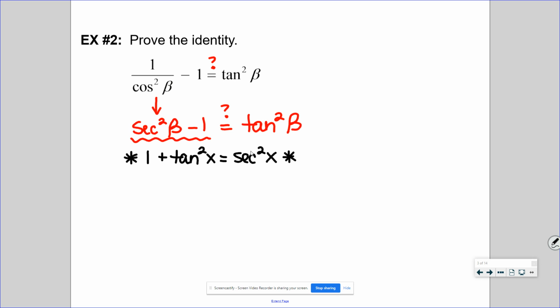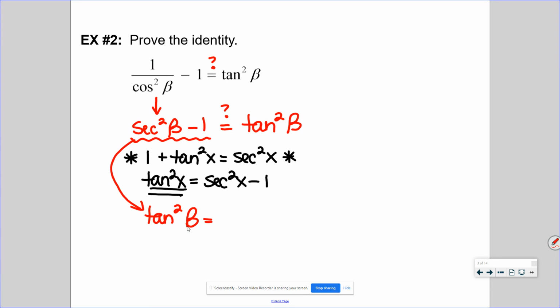But remember, we can rearrange and move things around. So I could put the 1 on the other side by subtracting it over. And if I do that, that means secant squared minus 1, which is what we have, is the same as tangent squared. So I can use a Pythagorean identity to change all of this into tangent squared of beta, and that means that my proof is now done, because the goal was to make the left side equal the right side, and we have done it. So we're going to put QED, look at me.